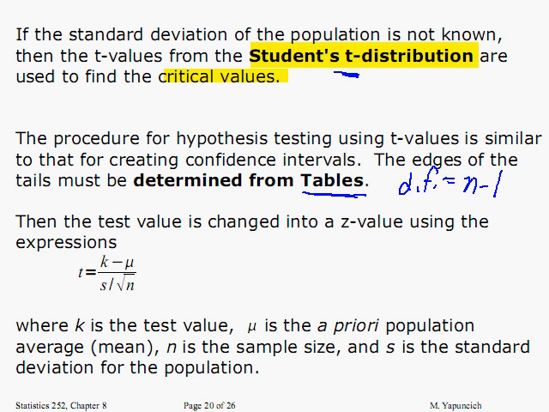And then instead of turning the test value into a z-value, you turn it into a t-value using this expression here. Remember, x-bar is the value that you measured, mu was your assumed value, s is the standard deviation for the sample, and n is the size of the sample.